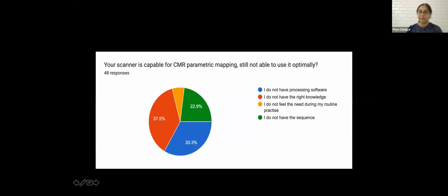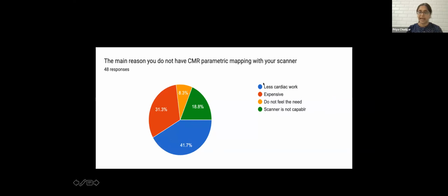Few people also did not have the processing software. There are some free online softwares. We also have some company people joining this, who can probably help us with the scanner or the processing software, so that as an organization, as a community, we can start using this and apply it in our clinical practice. One of the reasons many of us could not use CMR parametric mapping was that maybe the cost or the cardiac work was not there.